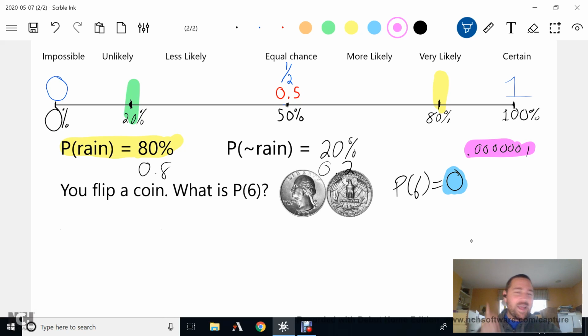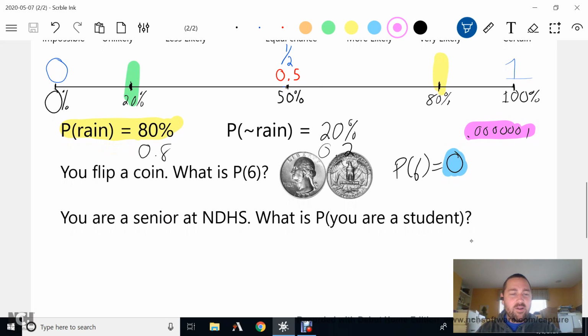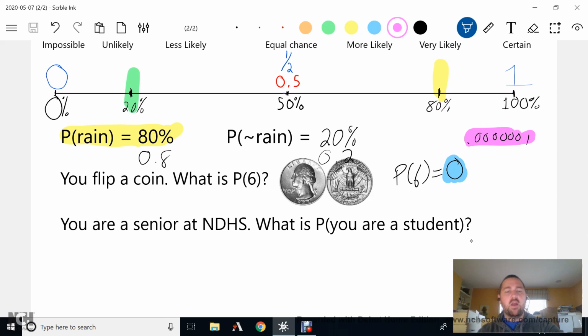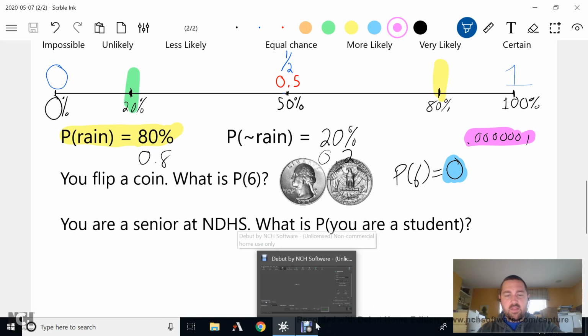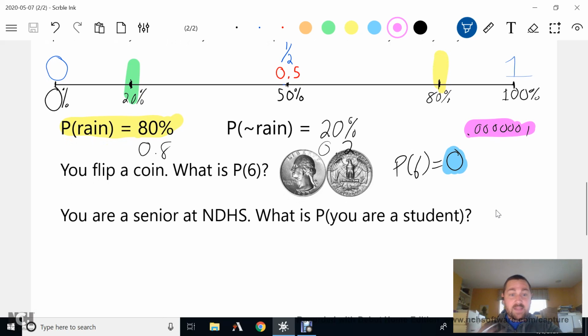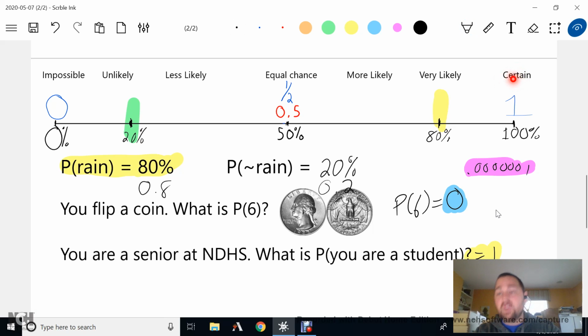Now, on the flip side of this coin problem, we have a question: you are a senior at New Design High School. What is the probability that you are a student? I know this is a weird sounding question, but think about it. You know that someone's a senior. What's the probability that that person is a student? Well, by definition, if you're a senior, you're a student, so we would say the probability that you're a student is 1. This is what it means to have a probability that equals 1, or if you want to think about it as a percent, 100%. It means it is certain to be true or certain to happen.